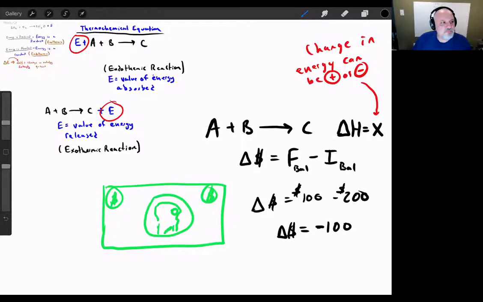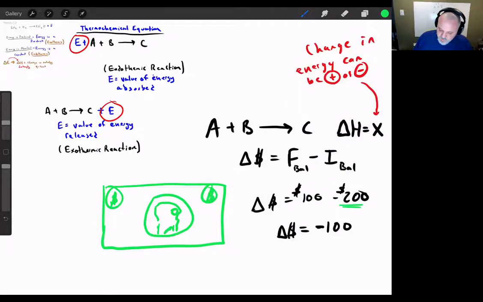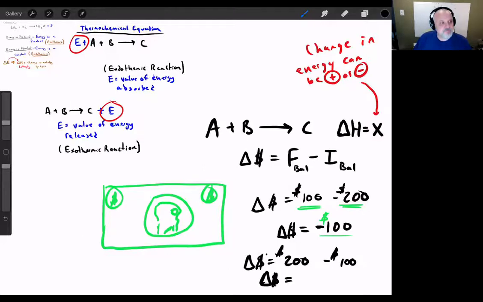Negative 100. No, you're not broke. You still have $100. You started with 200, you ended up with 100, but the change is minus 100. Let's do it the other way around. Let's say I started with $100 and I added some money until I had $200. What's the change in the bank account now? It's not 300. 200 minus 100 is still 100.